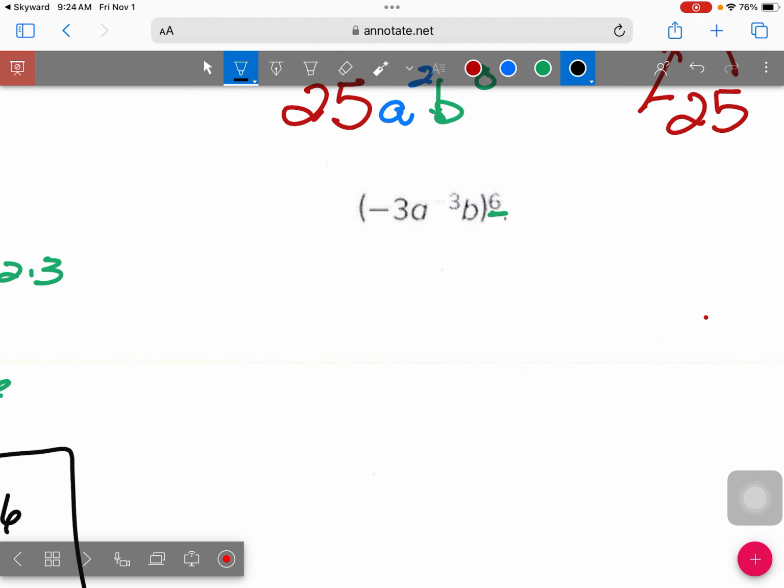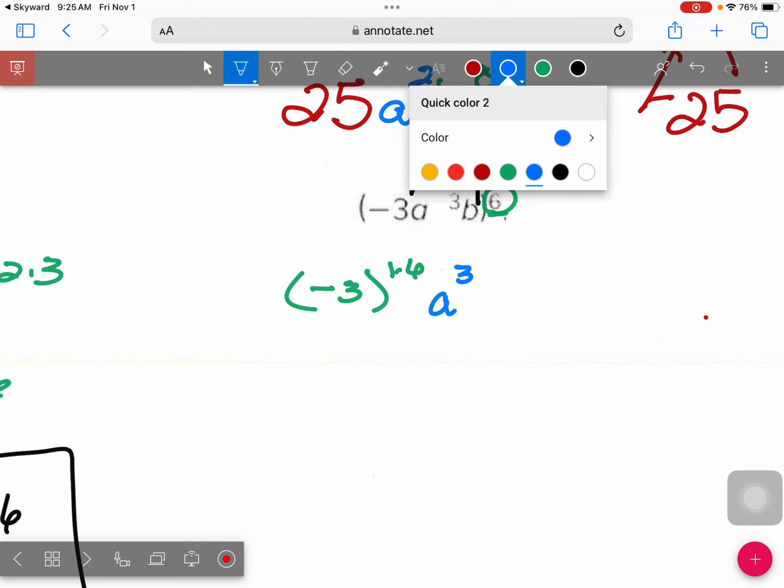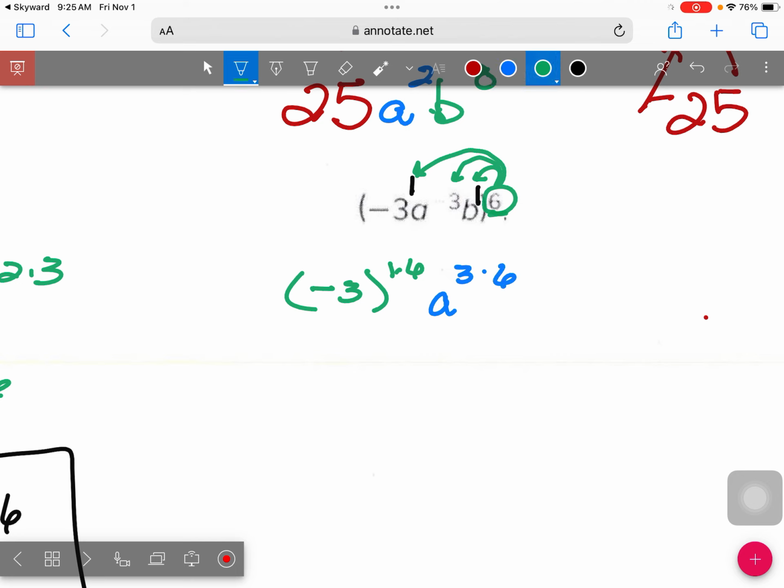The 3 does not have an exponent. Put a 1 on it. The a does, the b does not. Put a 1 on it. 6 gets distributed and multiplied with all of these exponents. So it is negative 3 to the 1 times 6, a to the third times 6, and b to the first times 6. So negative 3 to the 6th, a to the 18, b to the 6th.